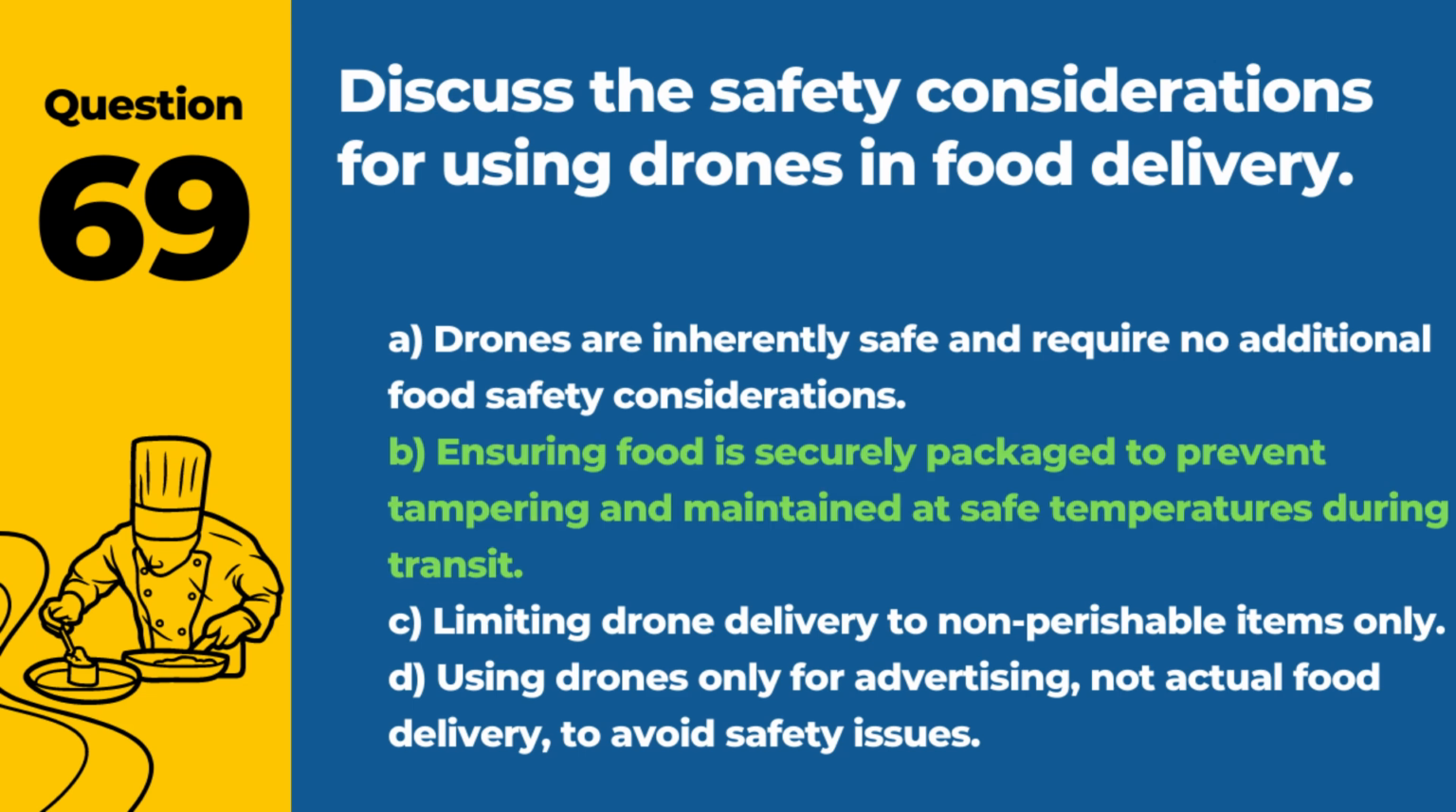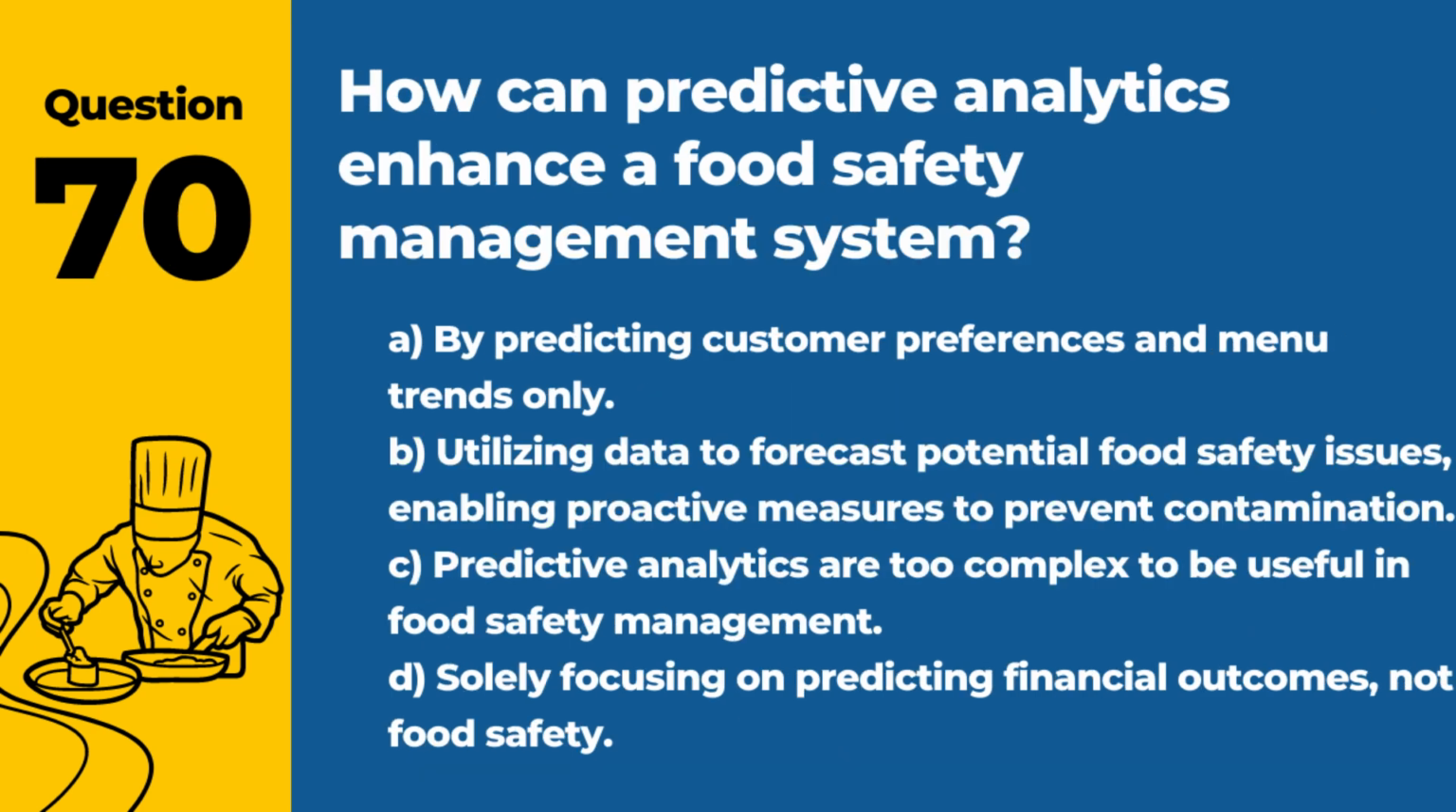Answer: B. Ensuring food is securely packaged to prevent tampering and maintained at safe temperatures during transit. As drones begin to play a role in food delivery, maintaining food integrity and temperature control during transit is crucial for safety. Question 70. How can predictive analytics enhance a food safety management system?